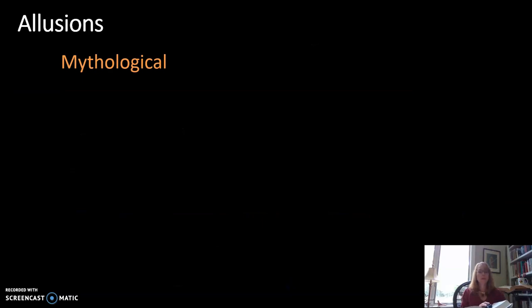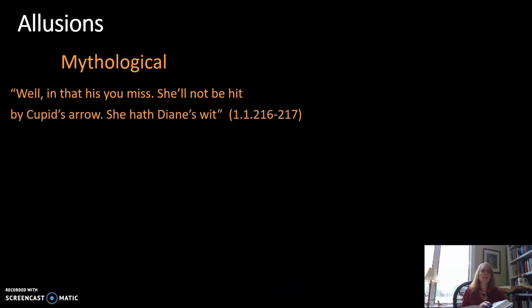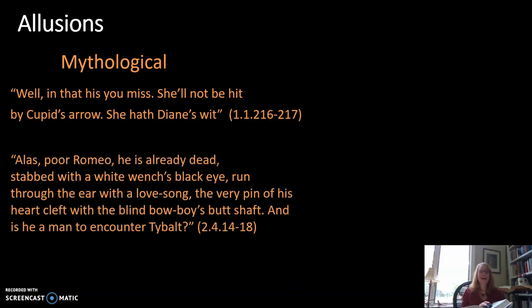There are also some important allusions in the play, both mythological and biblical. So for example, when Romeo talks about Rosaline and how she'll not be hit with Cupid's arrow and she hath Diane's wit. Diane is a virgin goddess.